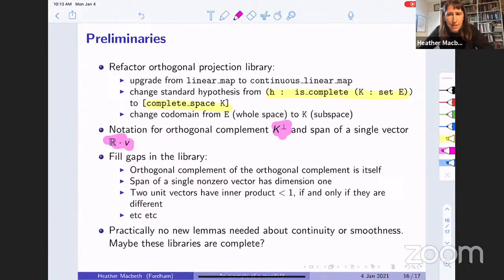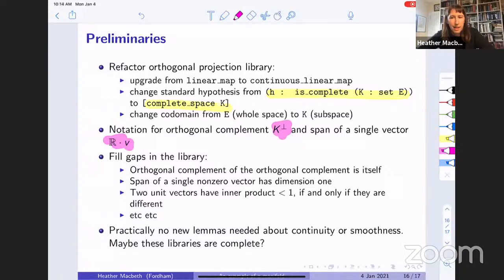And I filled, I'd say, about 500 lines of essentially trivial gaps all through the library, everything from the orthogonal complement of the orthogonal complement as itself, to the dimension of the span of a non-zero vector, to a variant on the Cauchy-Schwarz equality case, to proving that the orthogonal complement is a closed subspace, and so on and so forth. Nothing more than 10 lines itself, but lots and lots of these things.